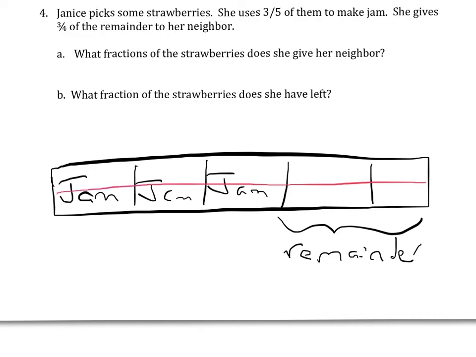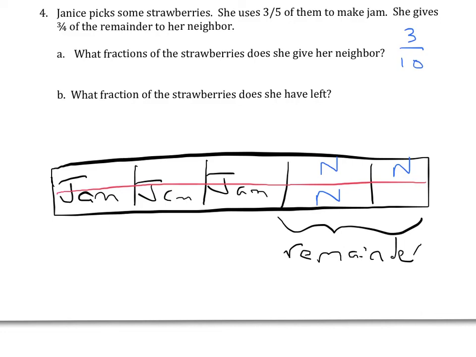And she gives 3/4 of them to a neighbor, so I'm going to use the letter N to represent the neighbor. So these are the ones the neighbor gets, because she gets 3 of the 4. Now if I say, this is what fraction of the strawberries does she give to her neighbor, that means of all the strawberries. So looking at my picture, I can see there are 10 equal sections now, and 3 of the 10 are for the neighbor.